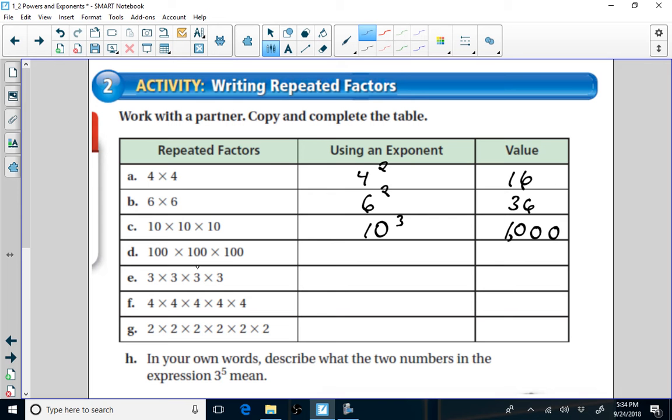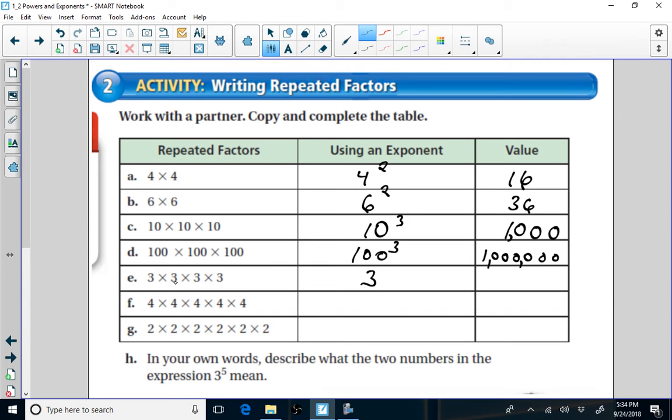100 times 100 times 100. If I'm writing that expression using an exponent, 100 is our base number, and it's being used as a factor 3 times. 100 times 100 times 100, 1 times 1 times 1 is 1, and there are 6 zeros, 1, 2, 3, 4, 5, and 6. That's going to give me exactly 1 million if I find the value of 100 to the power of 3.